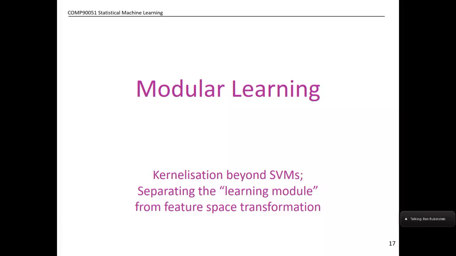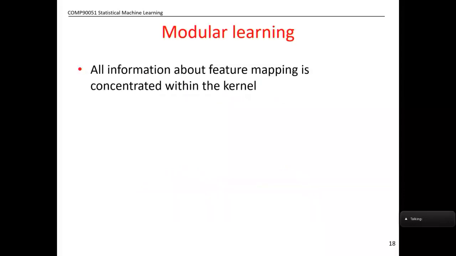Okay, so let's think about kernelization more generally. All of the information about the feature mapping is really stored in the kernel. We didn't need the feature mapping at all. We didn't even need to talk about it. In fact, if I come up with a bivariate function that corresponds to some feature mapping's dot product, I don't even need to give you the feature mapping. I could just design kernels. So that's the idea here.